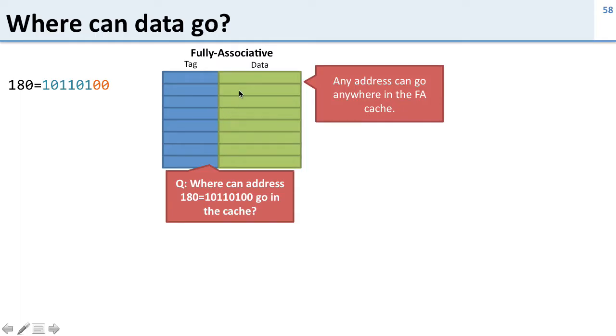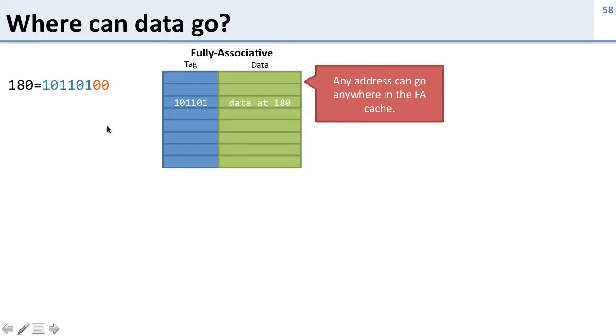Well, this address can go anywhere in the cache. The cache is fully associative, and fully associative means we can put any data anywhere we want. So I'm going to go ahead and put this here. It could be at any other place, but I'm just going to put it here for now, and here's the tag. So we've got the full tag which tells us what data is there.